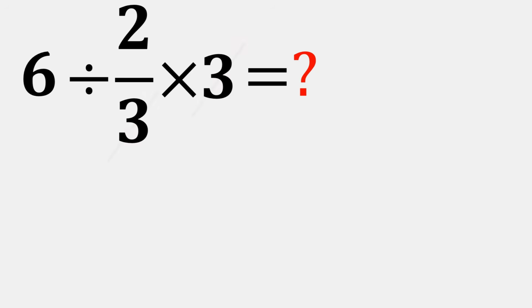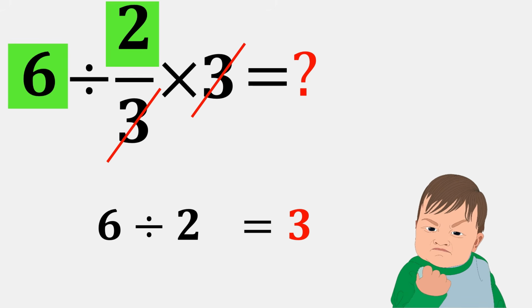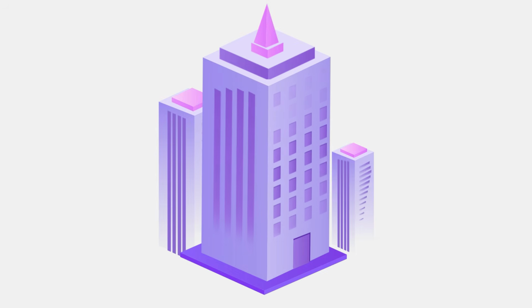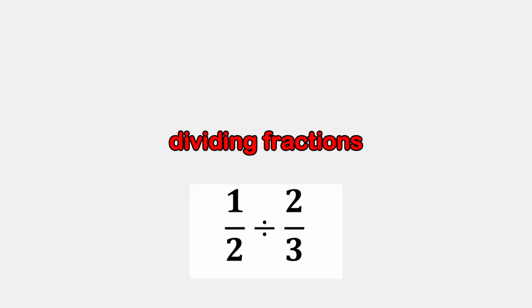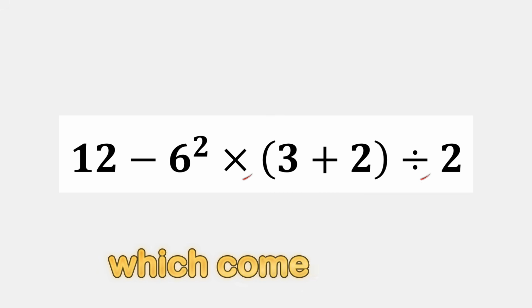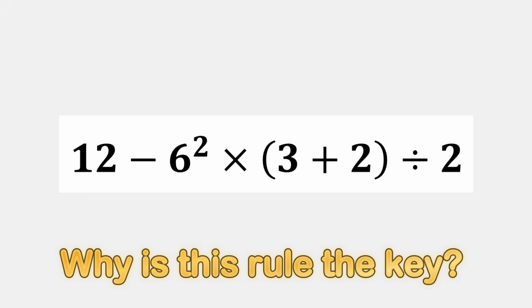Now, some people might start by canceling out the 3's, which leaves them with 6 divided by 2, giving them 3. It looks neat and logical, doesn't it? Many would confidently say the answer is 3, but that's not correct. In fact, that method breaks one of the most fundamental rules in math: the order of operations and the rule for dividing fractions. To find the right solution, we first need to talk about something critical: the order of operations. Specifically, which comes first, multiplication or division? Why is this rule the key?